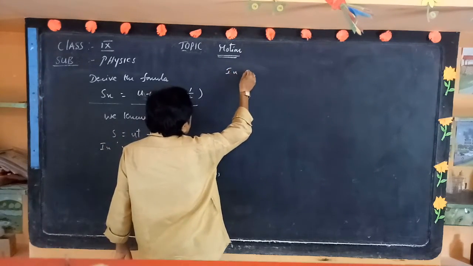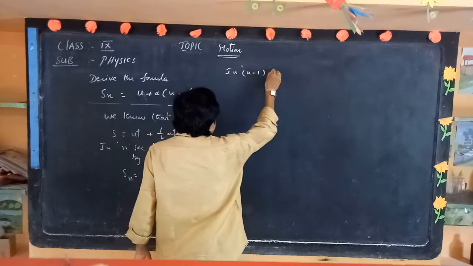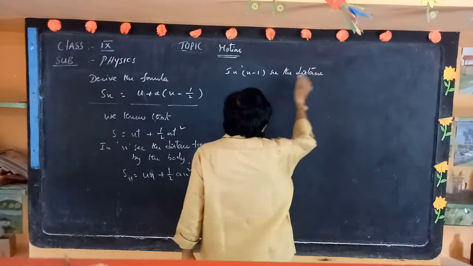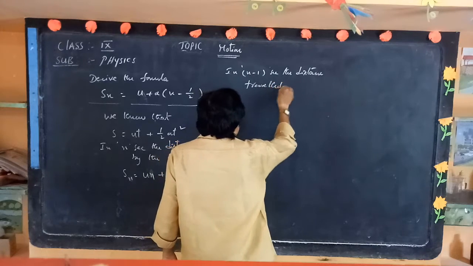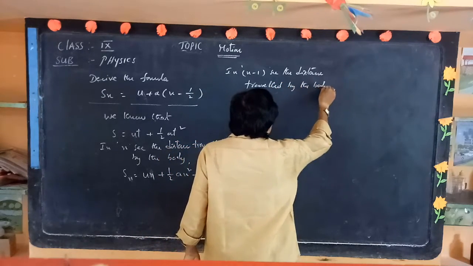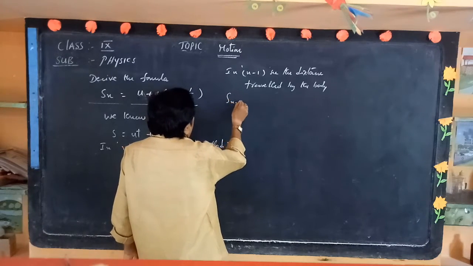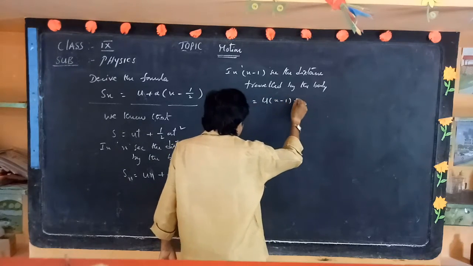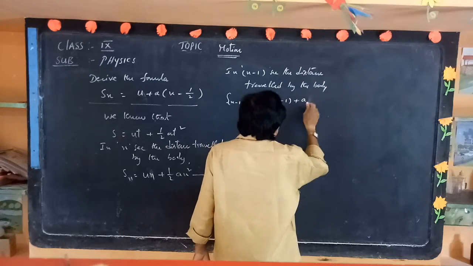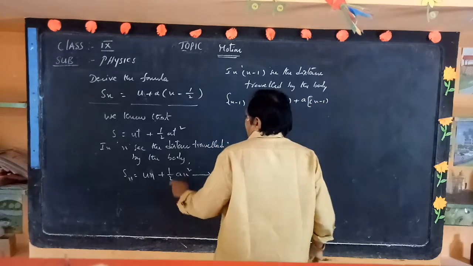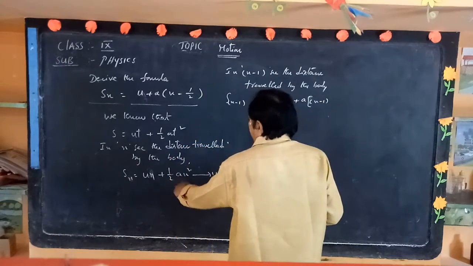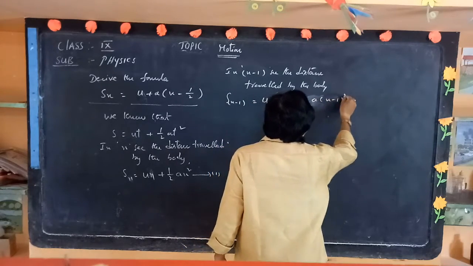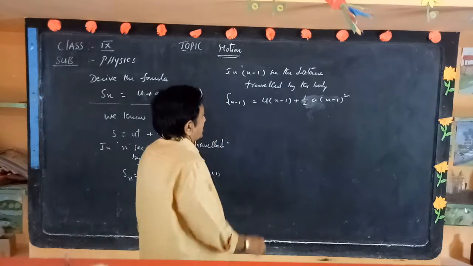Similarly, in n minus 1 seconds, the distance traveled by the body is considered as Sn minus 1 is equal to ut, that means u into (n minus 1), plus half into a into (n minus 1) whole square.